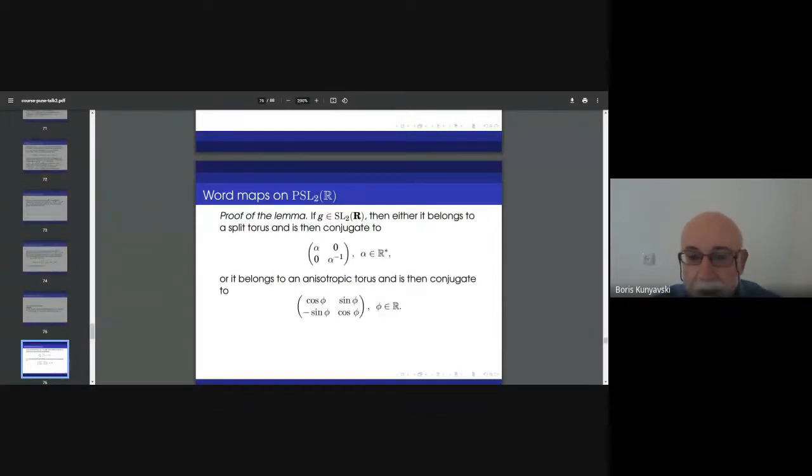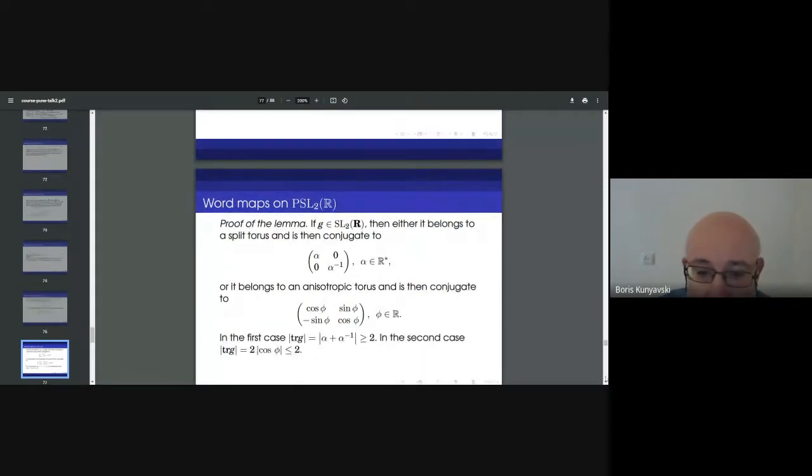Then if we have such an element, it is either in a split torus, a semi-simple element of this diagonal form, or it belongs to a compact torus, an anisotropic torus. So it's a rotation, what we usually call a rotation when we teach linear algebra. So it's conjugate to such a matrix. There are two cases: in the first case, the trace is at least 2. In the second case, it's at most 2.